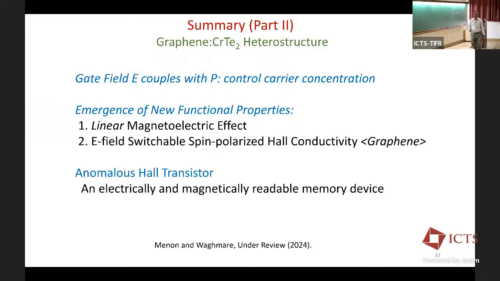Based on that, we proposed the anomalous Hall transistor, which is not a spin Hall transistor. A spin Hall transistor is based on spin orbit coupling and the separation of spin. What we show here is separation of both charge and spin, which makes it electrically and magnetically readable at the same time.